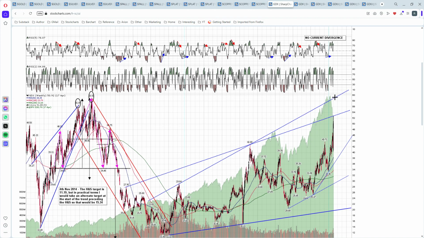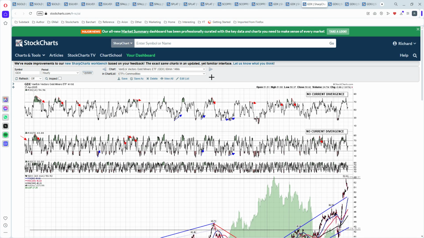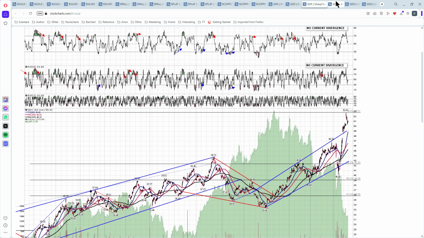We'll see. But I've got two trend lines here. We've just reached one of them, and I've got another one up here, basically at the retest of this high here at 58.93. Looking at the daily chart, weak RSI 14 sell signal is fixed, and it's pretty close to failing. That might fail. Nothing really on the hourly chart.